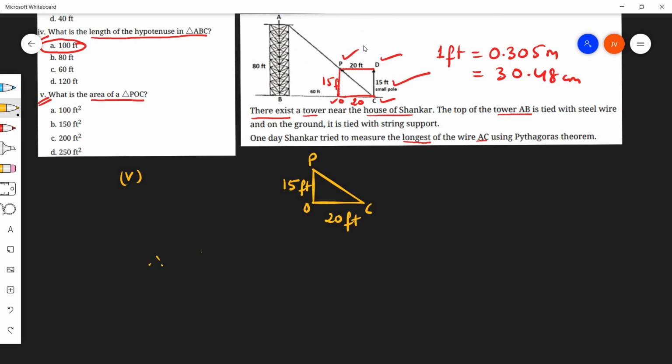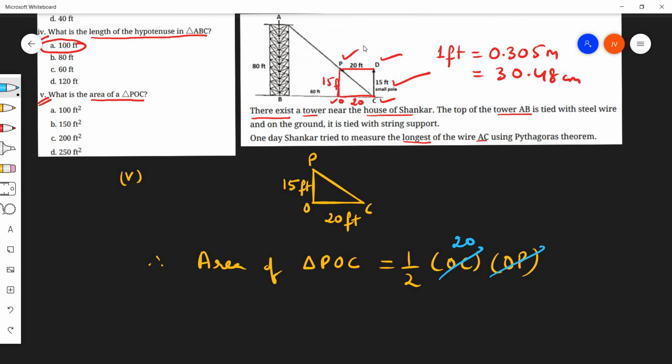And what's the question? We have to find the area of triangle POC. The area of a triangle is half of base into height. Plugging in these values, OC is 20 and OP is 15. And we can see a simple cancellation here. 2 goes here. And we will see the direct answer. The area of POC is 10 into 15. That is 150. And since it is area, we have to write square units. So feet square. And this is the solution.